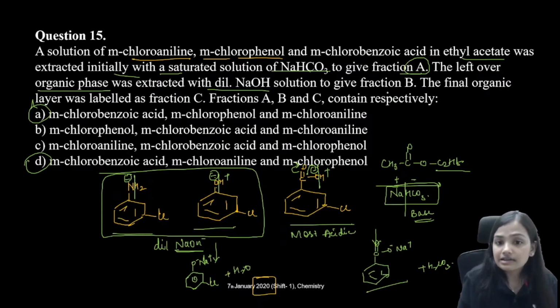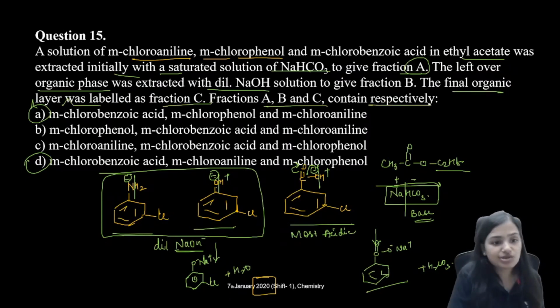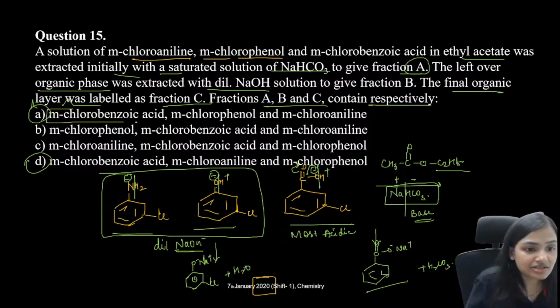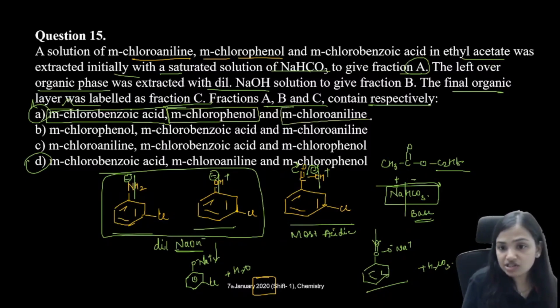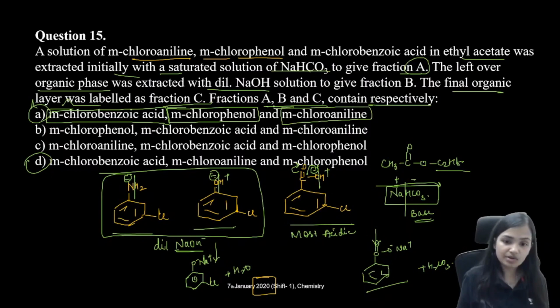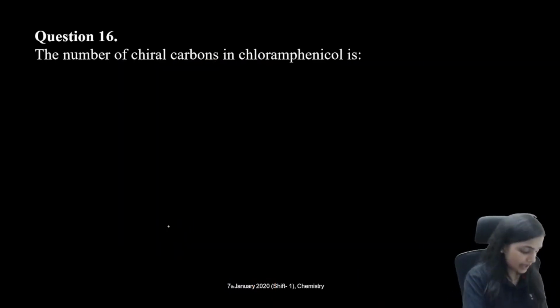Then the final organic layer was labeled as fraction C. So the fractions A, B, C contain respectively... most probably, definitely I can say that fraction A is going to be the most acidic compound, that is the metachlorobenzoic acid. Then B has to be metachlorophenol, which has been reacted with the NaOH, and then the left part, which is an organic layer, is chloroaniline. So ultimately on the basis of acidic character: most acidic, less acidic, and this is least acidic. Got it?